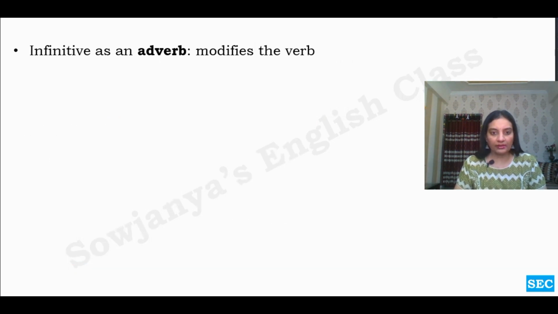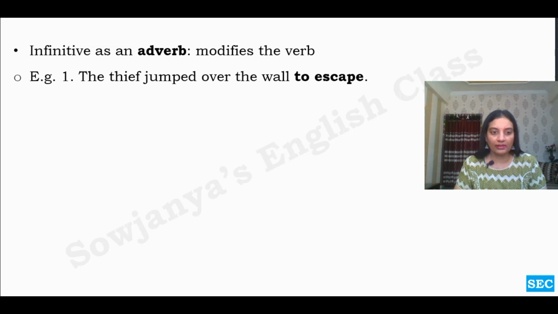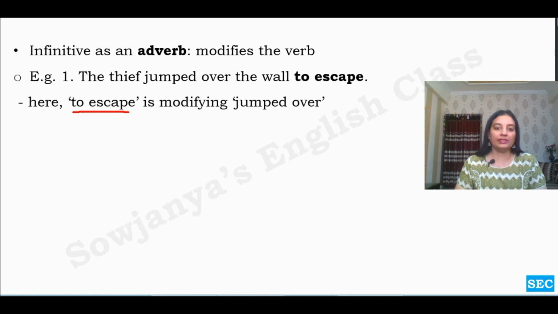Infinitive as an adverb. As an adverb, infinitive can modify the verb in the sentence. Like how? Let us see. The thief jumped over the wall to escape. So to escape is our infinitive, which is modifying the verb jumped over. Why did the thief jump over? It is answering the question, why was the work done? Okay, it is giving a reason. It is acting as an adverb of reason.